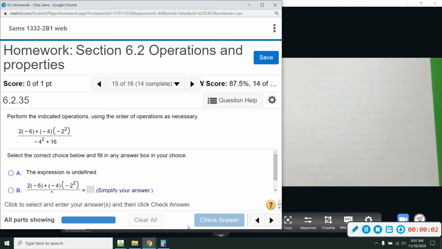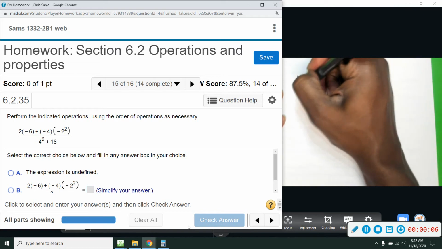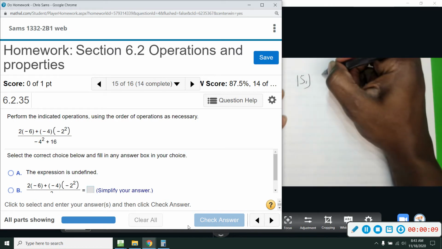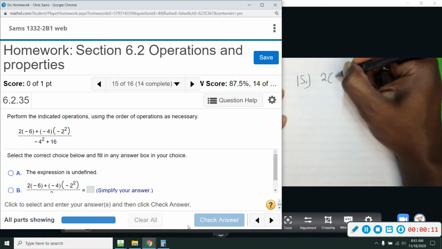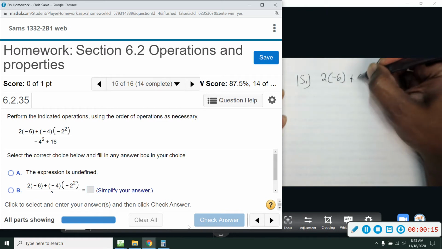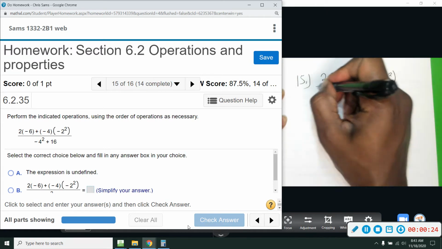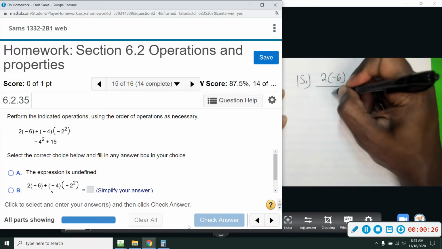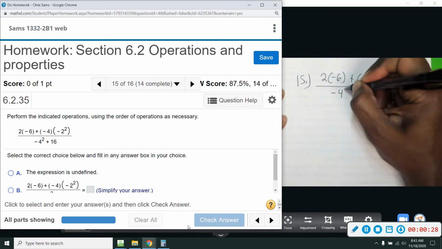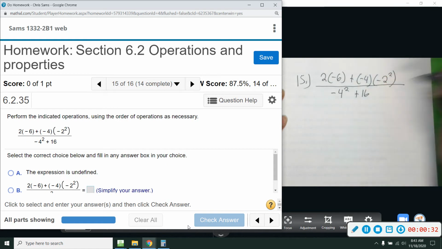All right, number 15, we're just going to apply order of operations to this problem and then solve it. So we have 2 in parentheses negative 6 plus parentheses negative 4 and then in parentheses negative 2 squared close parentheses, all divided by negative 4 squared plus 16.